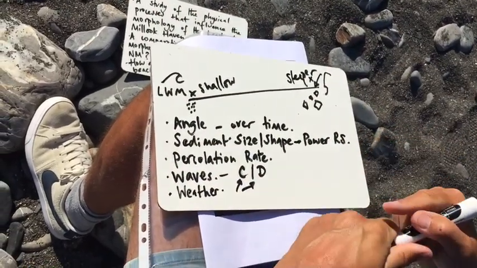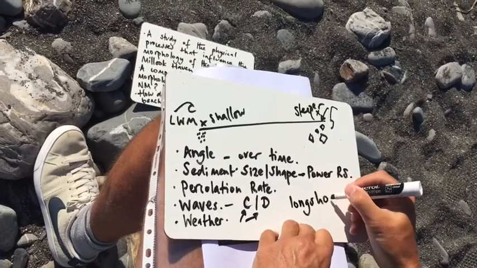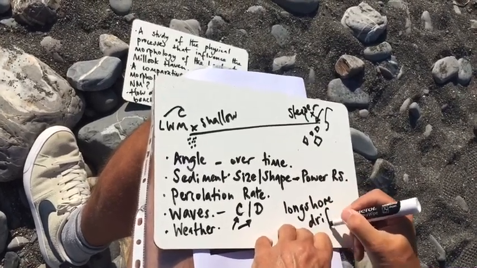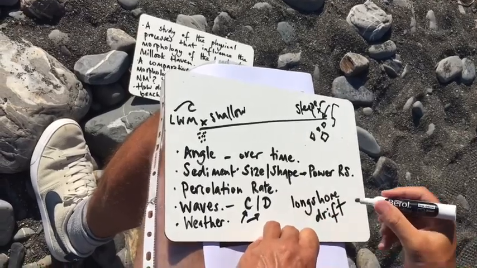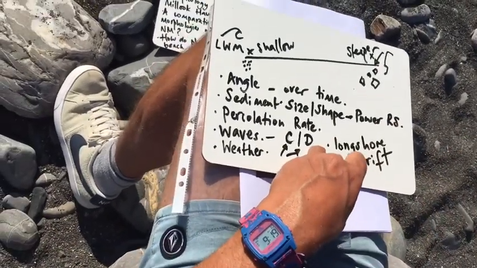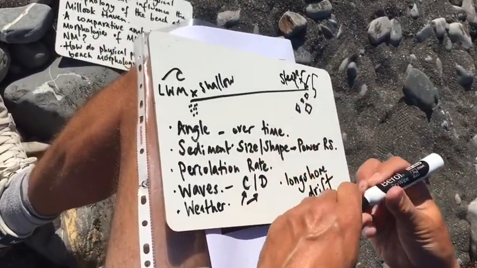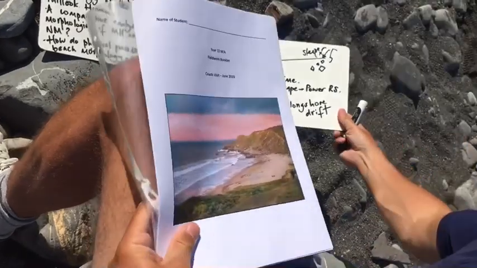Okay, you can also look at longshore drift. You can time how fast that moves. That's another thing you could look at, how the sediments move across the beach over time. That's another one we could look at. They're the main ones. They're the physical factors really that influence beach morphology. So we go back to that now.